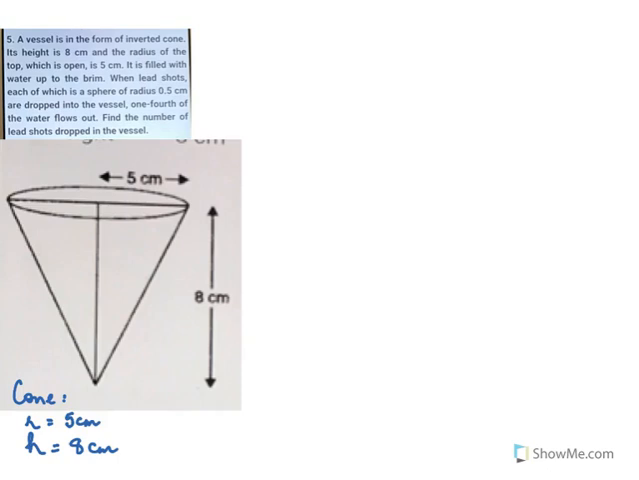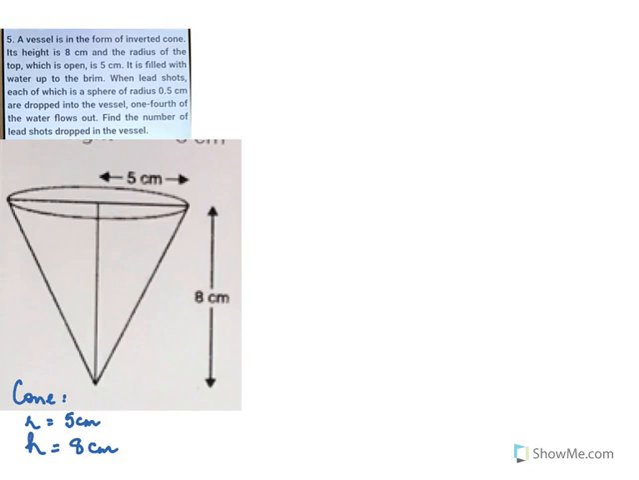A vessel is in the form of an inverted cone. Its height is 8 centimeters and radius of the top, which is open, is 5 centimeters. It is filled with water up to the brim. When lead shots, each of which is a sphere of radius 0.5 centimeters, are dropped into the vessel, 1/4 of the water flows out. Find the number of lead shots dropped in the vessel.